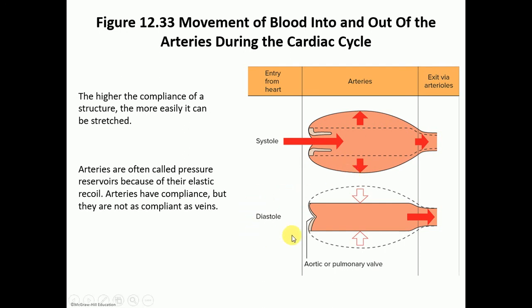Now, during ventricular diastole, you see the aortic valve closes, and because of the elastic recoil, the aorta recoils back and pushes the blood forwards towards the smaller arterioles. Okay? And that is why, again, we consider arteries in general a reservoir for pressure. That elasticity maintains pressure for a longer period of time to keep the blood flowing in them.